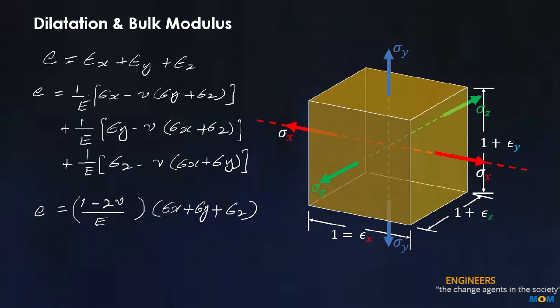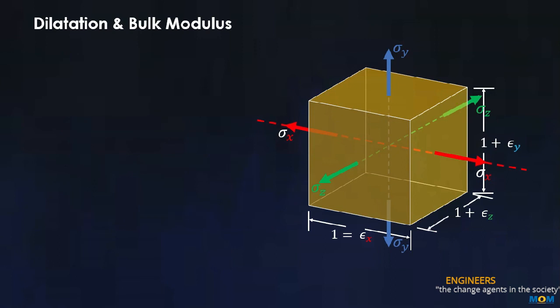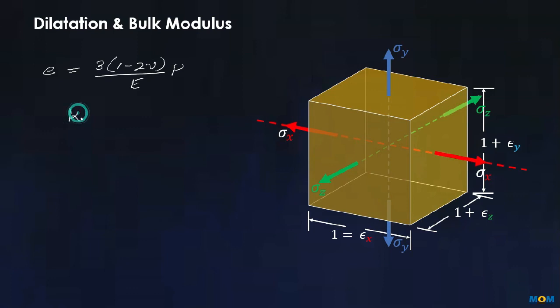Now, by considering each component of stress as the uniform hydrostatic pressure P, this expression could be written as e is going to be 3 times 1 minus 2 nu upon E times P. Now, by introducing another constant, the bulk modulus or the modulus of compression of the material, this is K and its value is E upon 3 times 1 minus 2 nu.